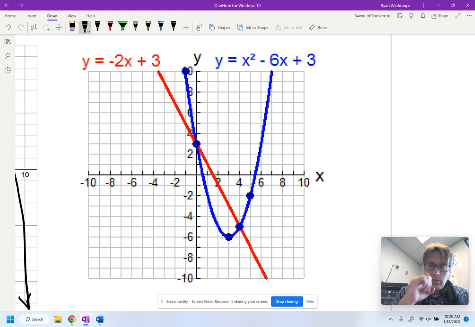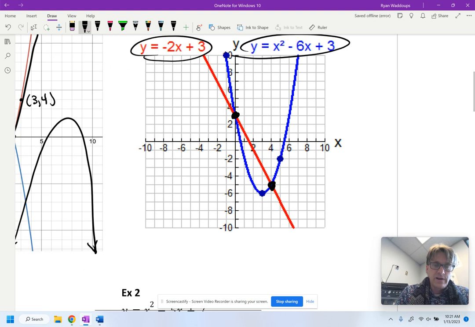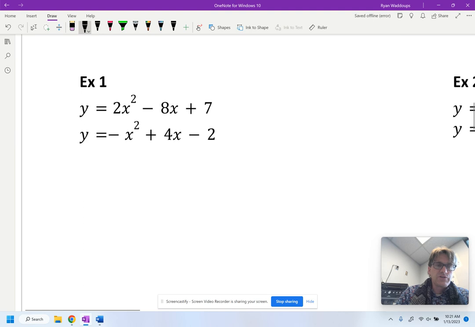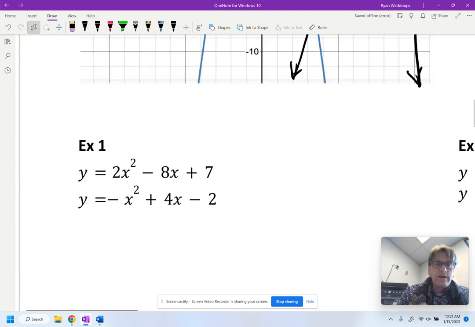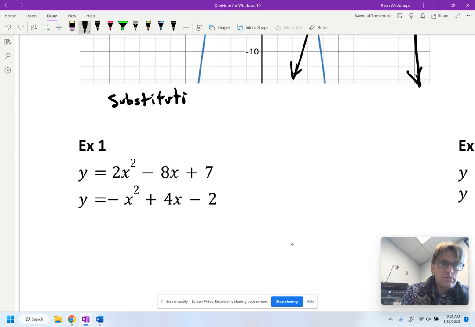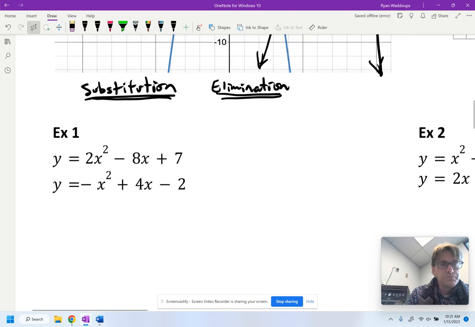But we're looking at when you have some solutions. This is where you might see a point there and a point there, and those would be the solutions. And we're going to see some of those in the following examples. So when we're solving algebraically, we have two ways of doing this. One is substitution, and the other one is elimination. Those are basically our two methods, and we'll practice at least one of both of those.